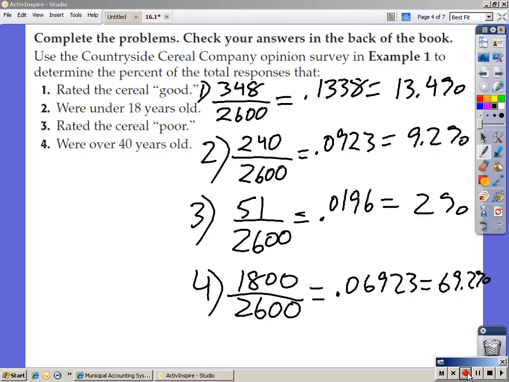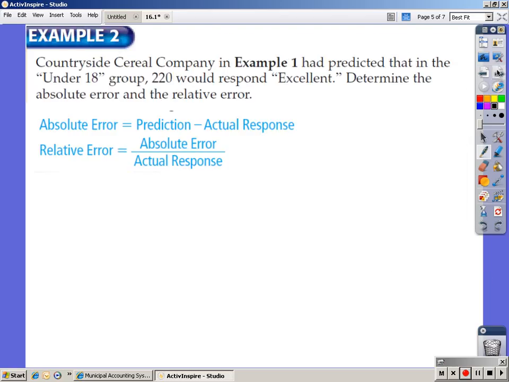Okay, so let's take a look at example 2. Example 2 says, Countryside Cereal Company in example 1 had predicted that in the under 18 group, 220 would respond excellent. Determine the absolute error and the relative error. Now, the prediction that they thought was 220. To find our absolute error, we're going to take our predicted minus the actual response.